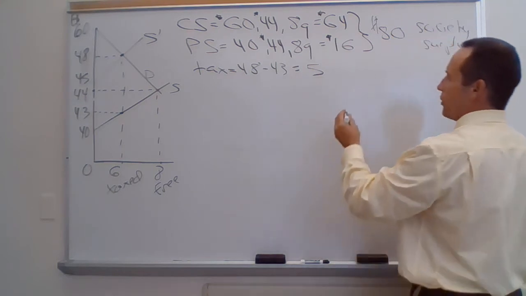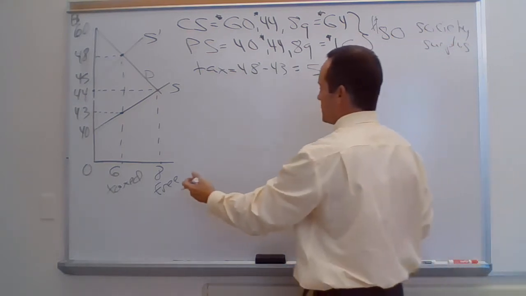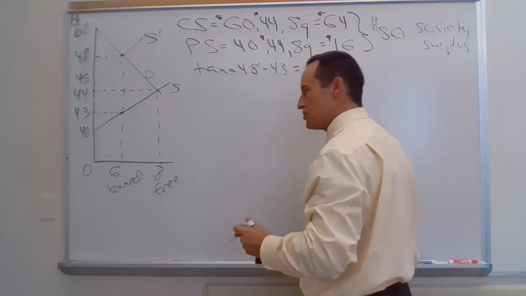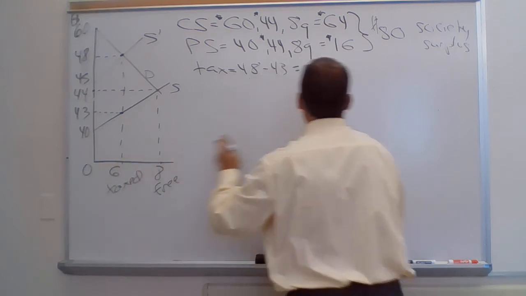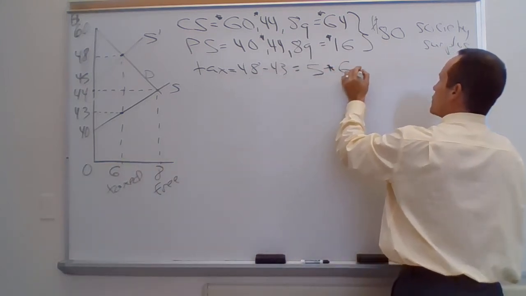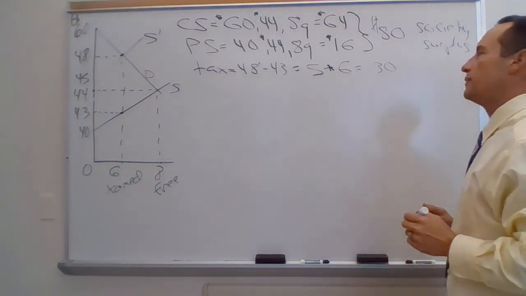So we have a $5 tax being multiplied by how many units? Not 8, because taxes depress markets. Taxes have never enhanced any markets. Times 6. So we have $30 in tax revenues.